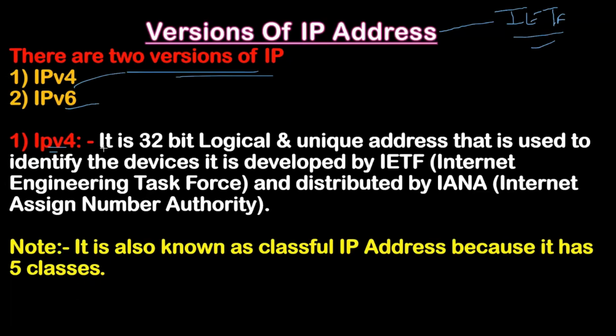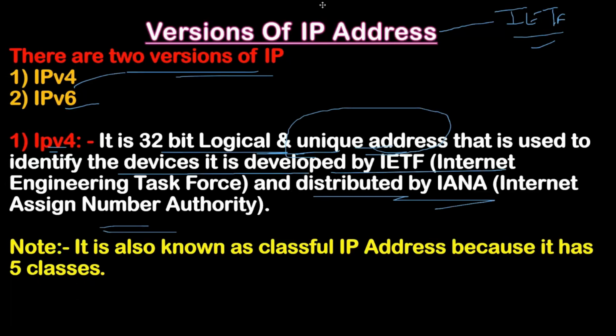So IP version 4 is a 32-bit logical and unique address. Unique means in a network that is a unique address. If you are using 10.1 in your network for your laptop, then on another device that can't be the same. That will be different on every device. That is used to identify the devices. It is developed by IETF and distributed by IANA.